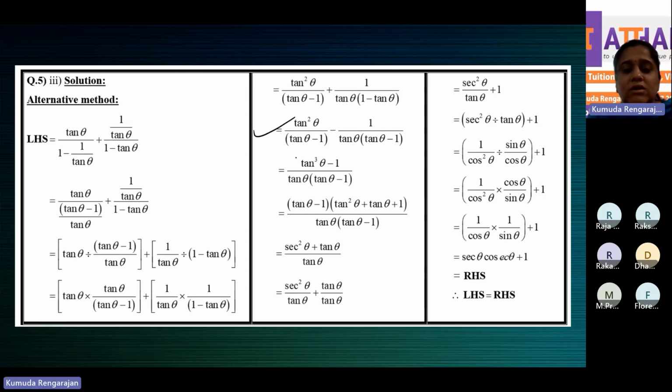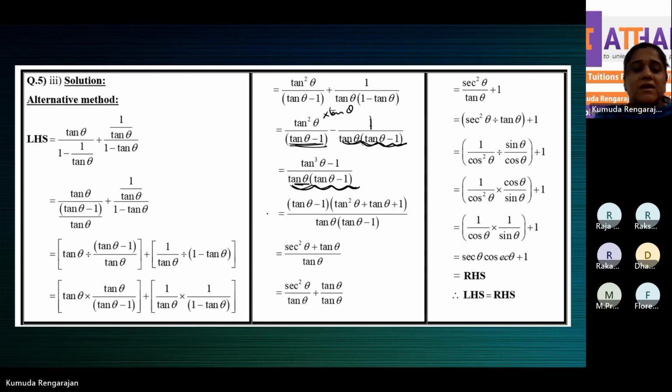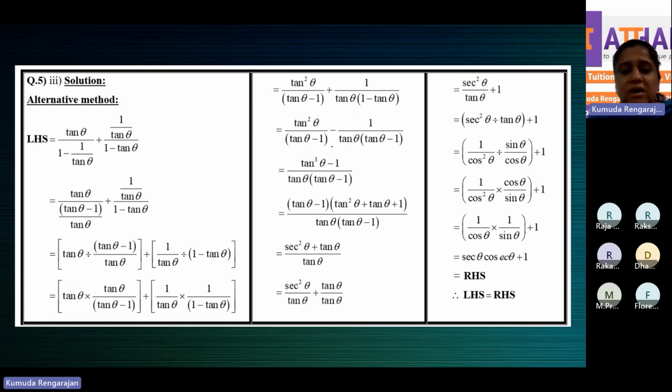So we are here now. Now after this, the common denominator is tan theta into tan theta minus 1. So what is missing in this denominator? Tan theta is missing. So multiply by tan theta. So it becomes tan cubed theta minus, here we have everything, tan theta into tan theta minus 1. So minus 1 as it is. This is just the common denominator, children. I'm not teaching anything new here. You already know this.